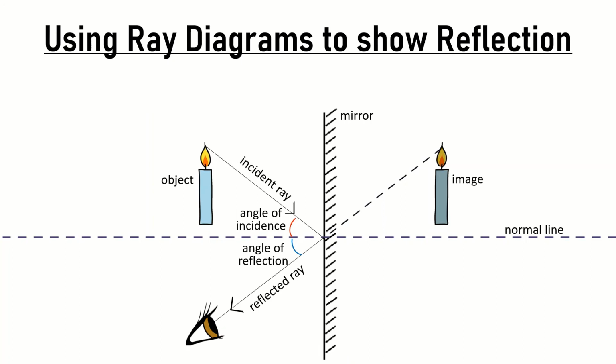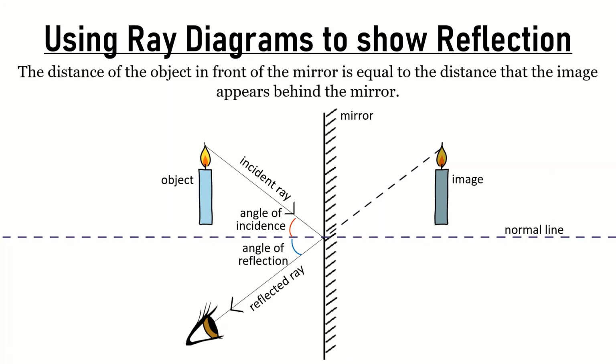And the last thing that you need to know is the distance of the object in front of the mirror is the same as the distance that the image is behind the mirror. So if we indicate this with an arrow, you can see that the distance from the mirror to the object should be the same as the distance from the mirror to the image. And that is how to draw ray diagrams to show reflection.